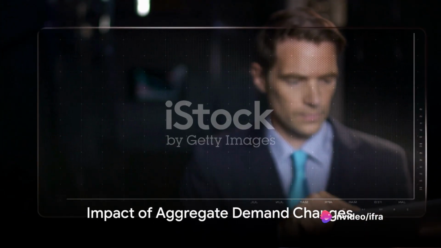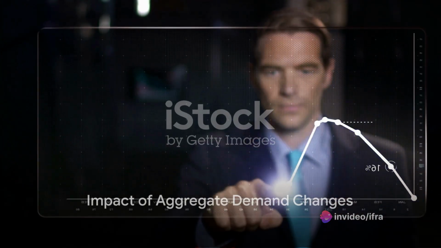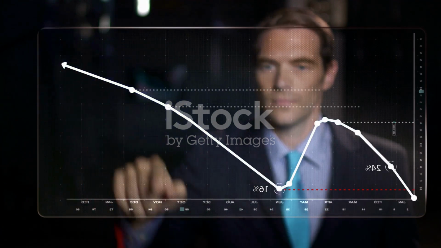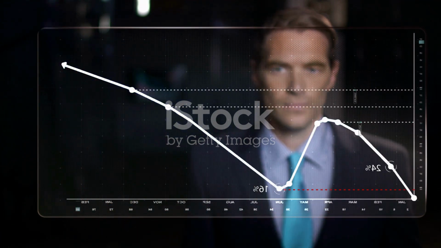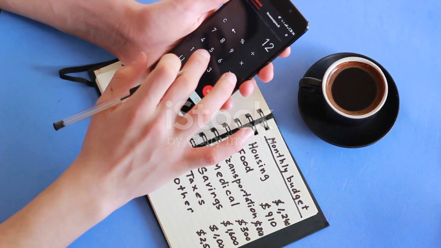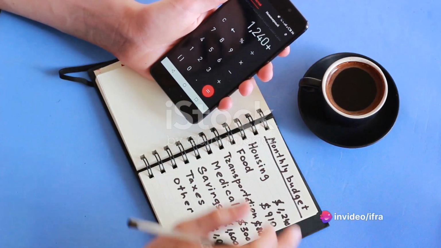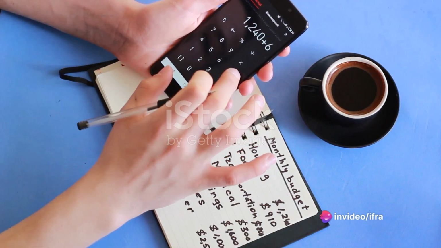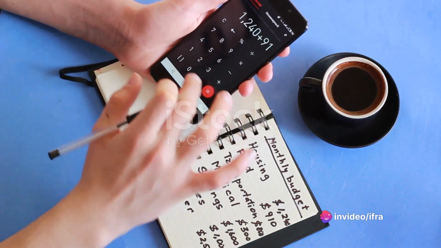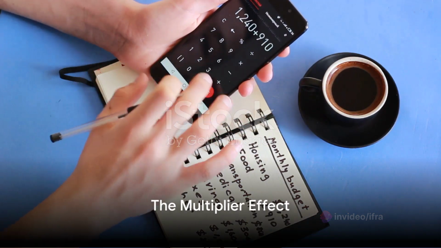Now, changes in the aggregate demand in a two-sector model can be caused by a change in consumption expenditure or a change in business investment, or both. Consumption expenditure is a more stable function of income, so consumption spending changes only with changes in income. This brings us to the concept of the multiplier effect.